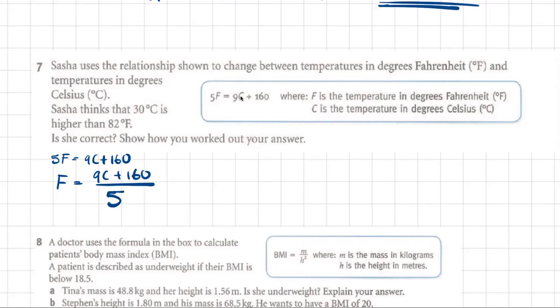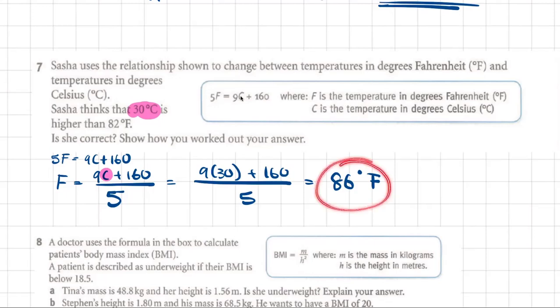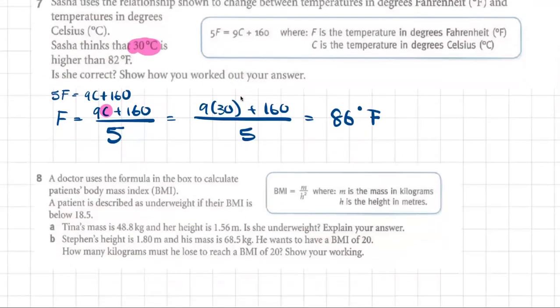So now I need to input the number 30 for this. I cannot put both because I'm trying to compare. These two are two separate temperatures. So you need to put it this way and find out what 30 degrees Celsius is in Fahrenheit, how hot it is in Fahrenheit. So 9 times 30 is 270 plus 160 divided by 5. You're going to get 86 degrees Fahrenheit. So 30 degrees Celsius is in fact higher than 82 degrees Fahrenheit, because 30 degrees Celsius is 86 degrees Fahrenheit, which is slightly hotter than 82 degrees Fahrenheit.